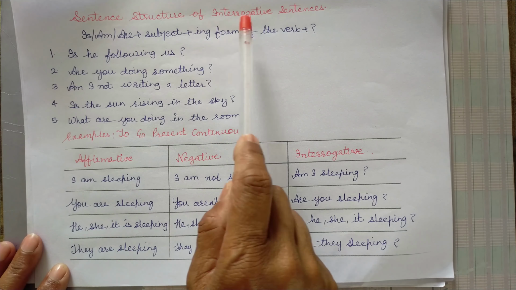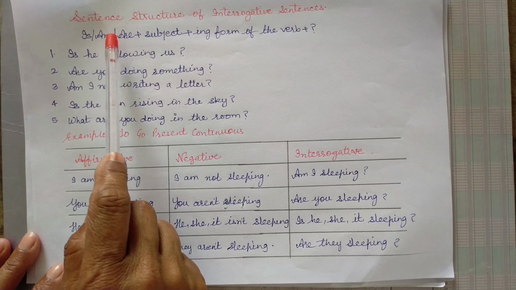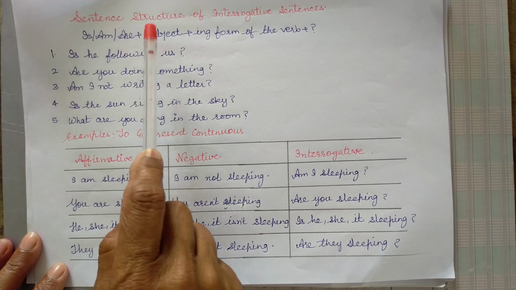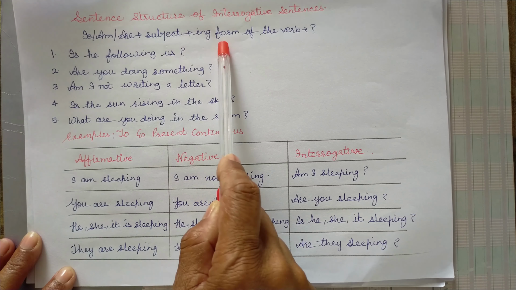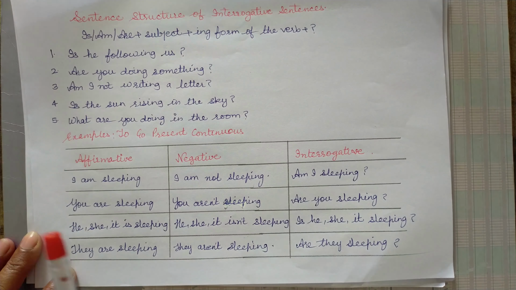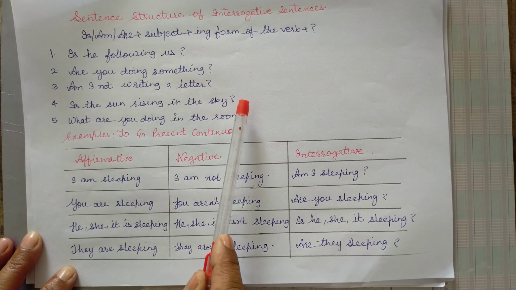So, structure of interrogative sentences in present continuous is, am, are helping verb plus subject plus verb's first form plus ing plus question mark. Is the sun rising in the sky?